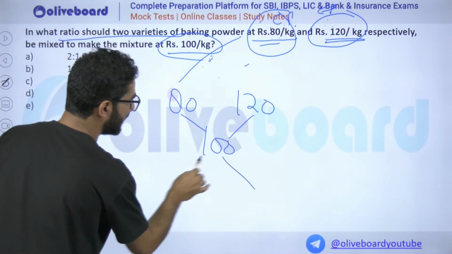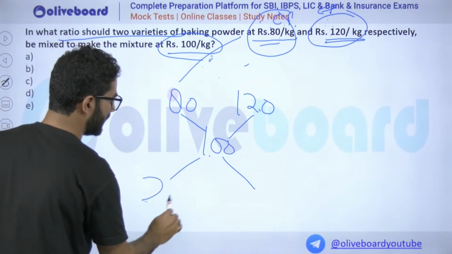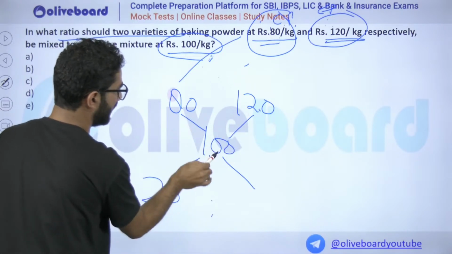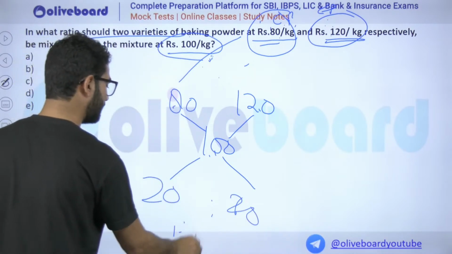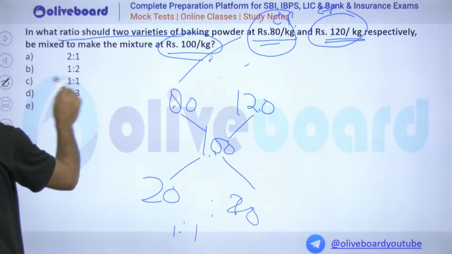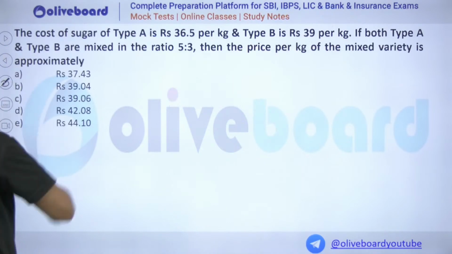Now here it was simple: we had 80 and 120, and the mixture is 100. So 100 minus 80 will be 20, and 120 minus 100 is 20. So 20 to 20, it is 1:1. It was quite simple, my dear. So 1:1, option number C. Go for the next one.